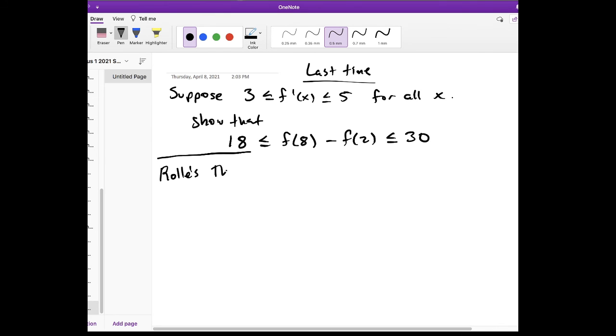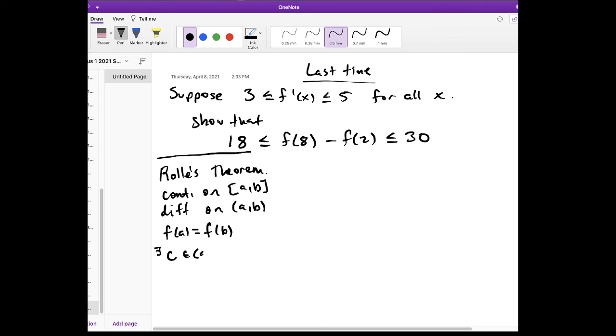So Rolle's theorem, which one was that? Was that if you have a continuous function on a closed interval that is differentiable on the open interval, and also if you had f of a is equal to f of b, what does that mean? There is a c in between a and b where the derivative is 0. So that's what we did last time.